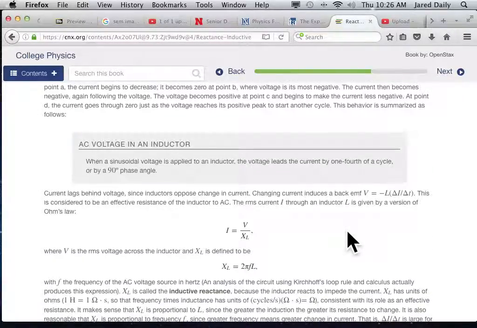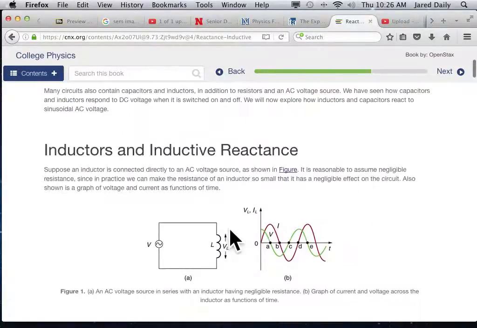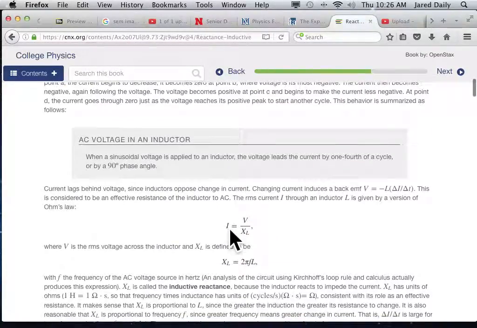We say that the current lags behind the voltage because as the voltage is at its height and coming down, the current is just building up. So they say that the current lags behind the voltage when you have an inductor in the circuit. And to calculate the amount of current that goes through a circuit, we need to know how the inductor behaves like a resistor. So if we used Ohm's law with the reactance of an inductor instead of the resistance of a resistor, this is what it would look like.